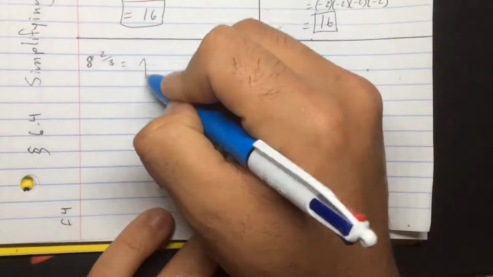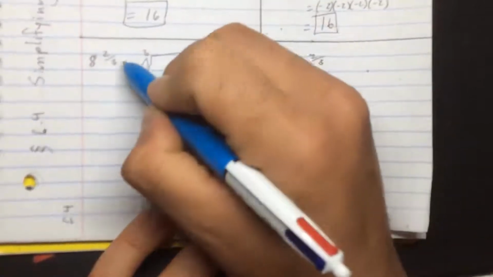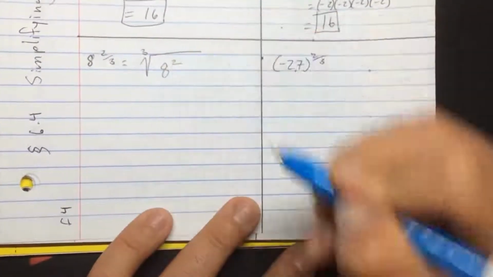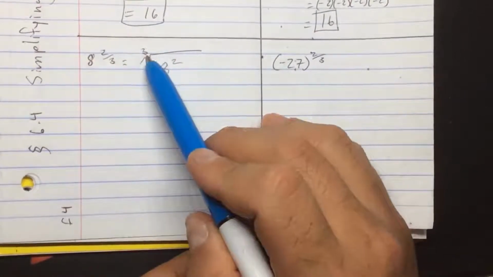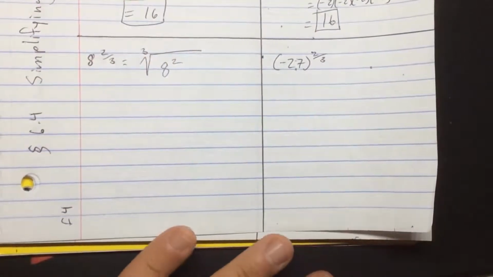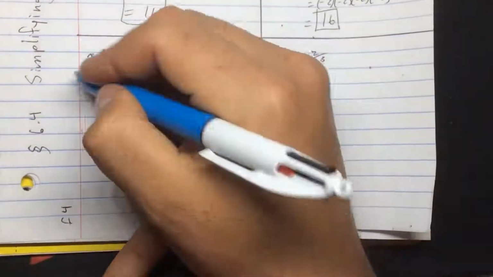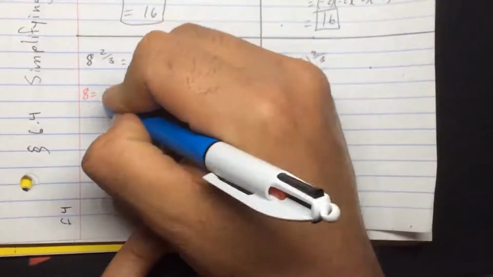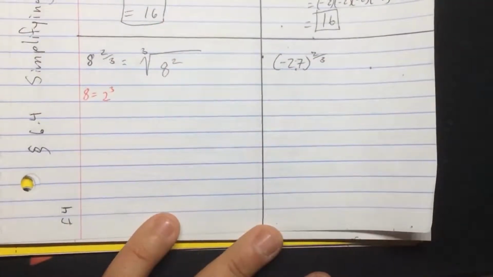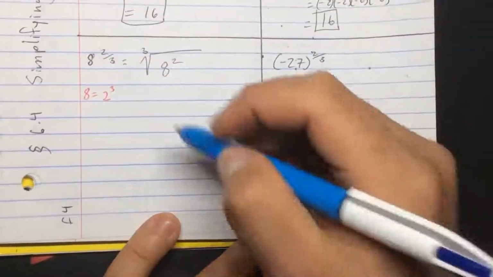If we change that to radical form, we're going to have the cube root of 8 squared. But we need cubes in order to reduce this. So I know that 8, we'll write that in red so it's a different color, is actually equal to 2 cubed, because of our cheat sheet that we had before.